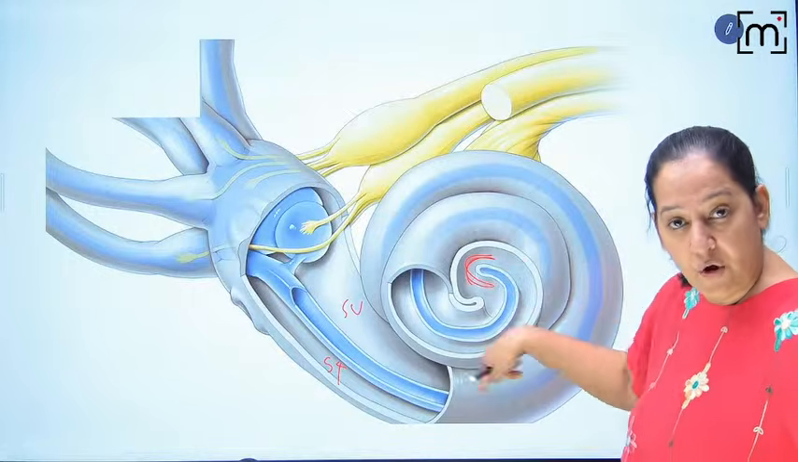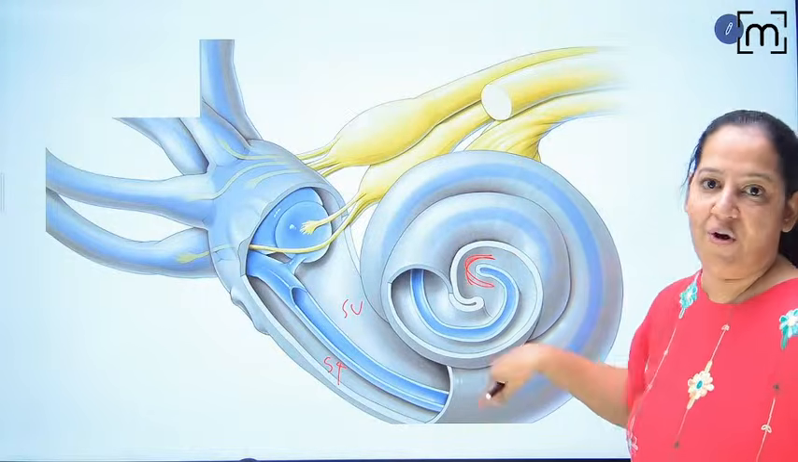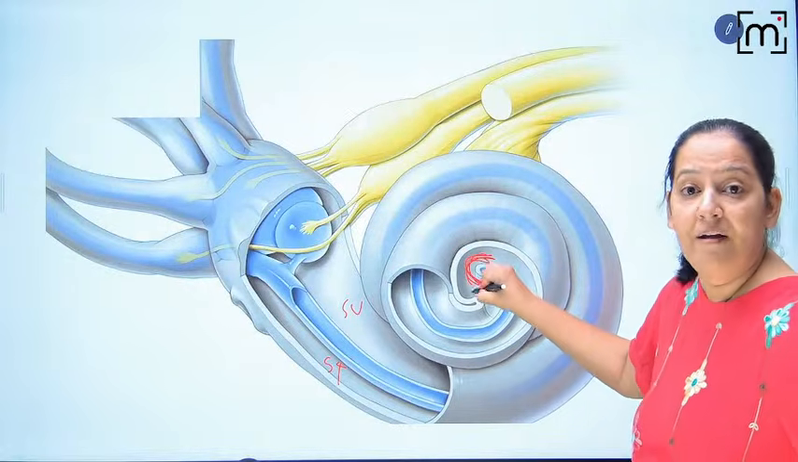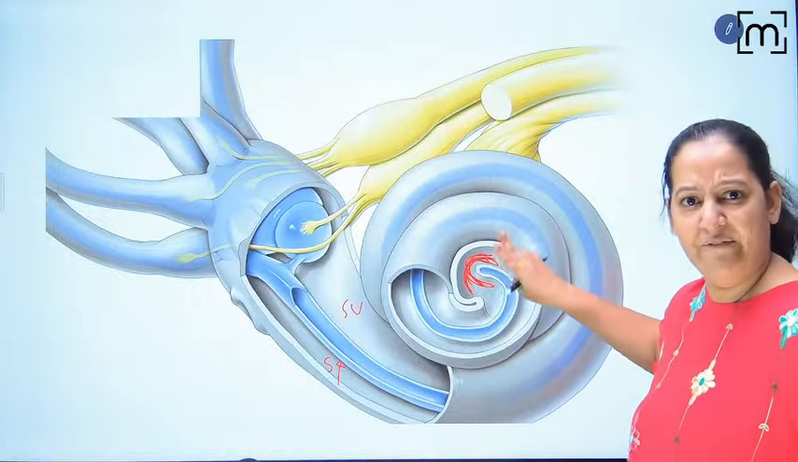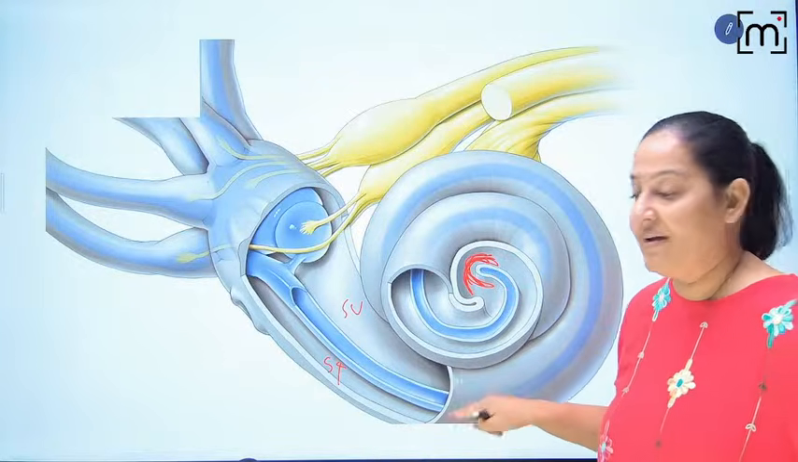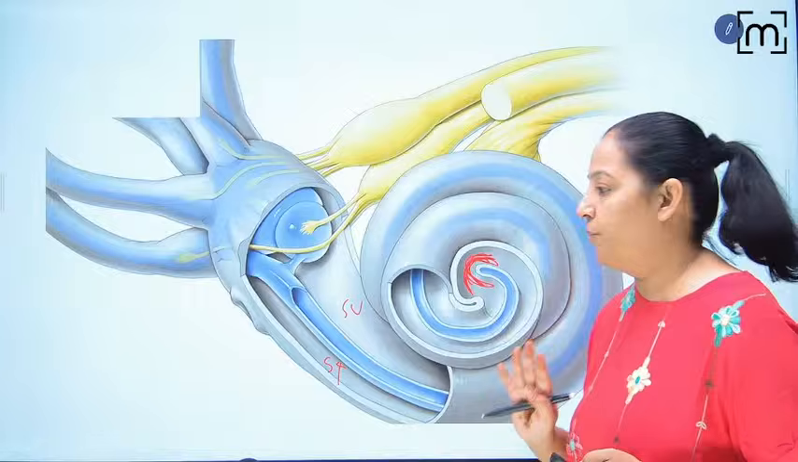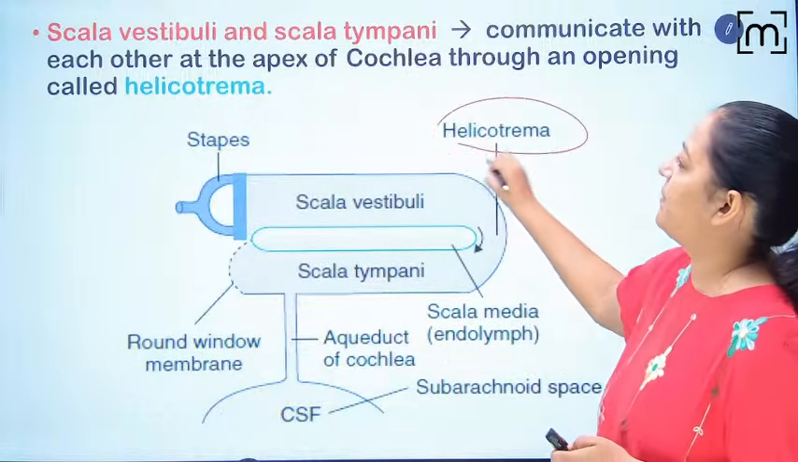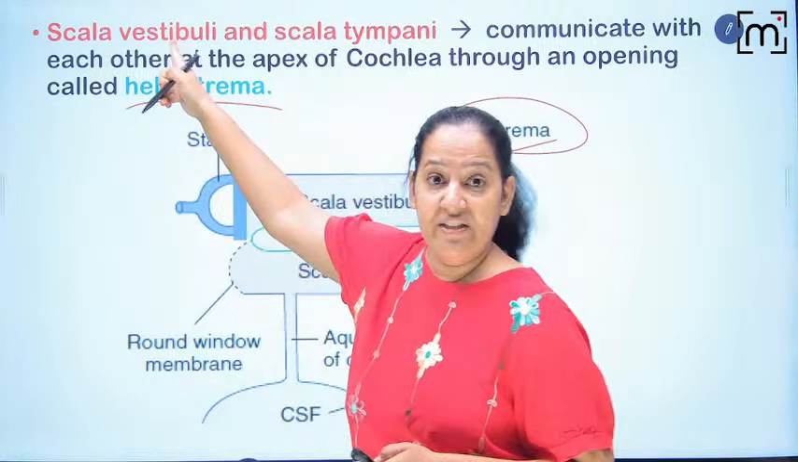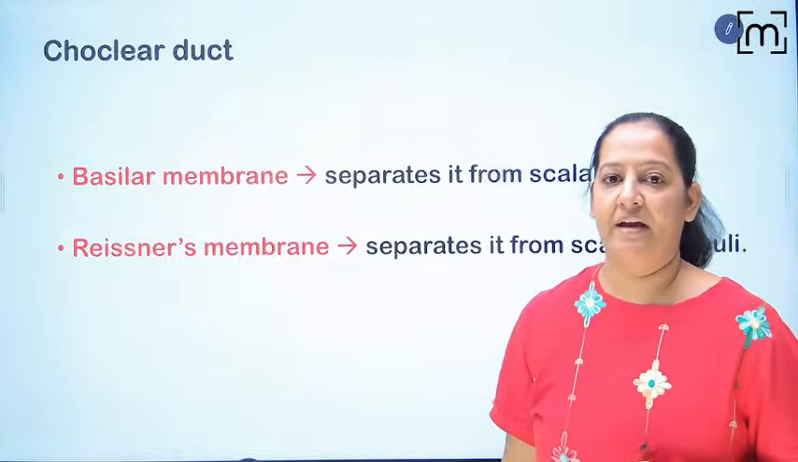The apex of the cochlea is known as helicotrema, where they are connected and the perilymph is mixing. So this is a tire, inside which there is a tube. I hope you got the meaning of the helicotrema. What is helicotrema? The point at which scala vestibuli and scala tympani are connected with each other.